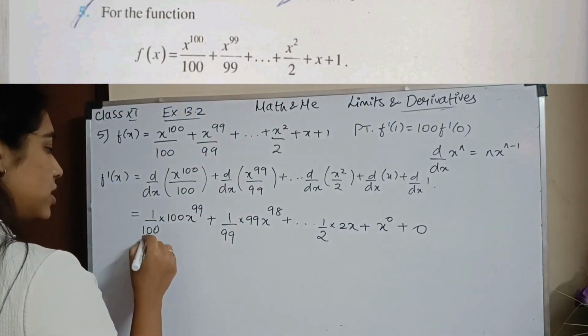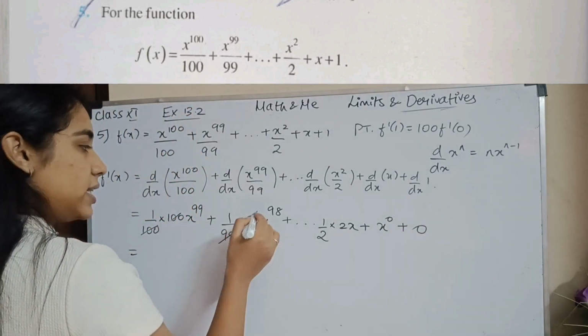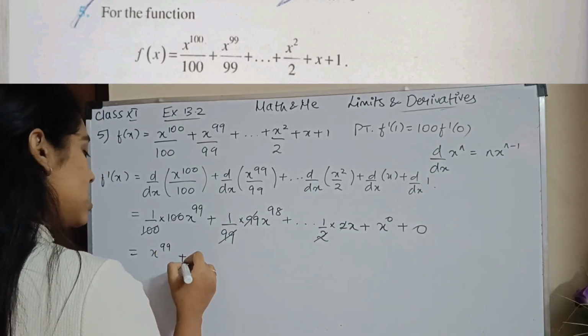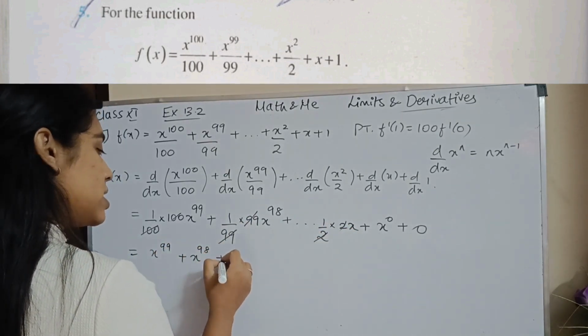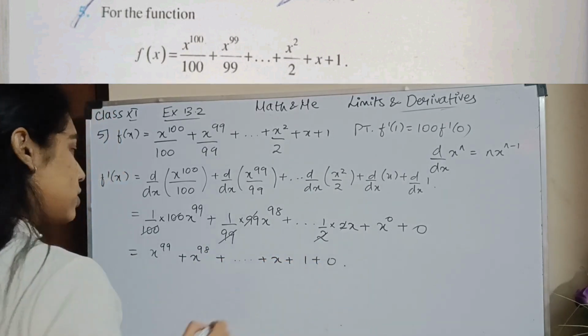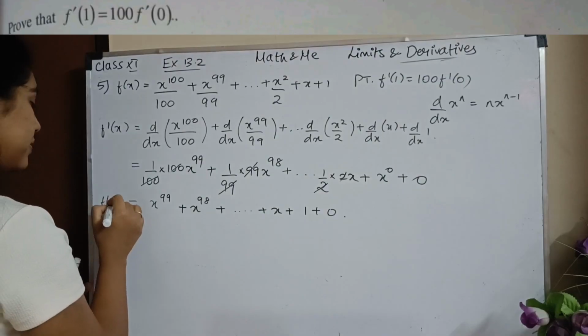Okay, so here 100 and 100 will get cancelled. 99, 99, 2 and 2. So what do I have? x to the 99 plus x to the 98 plus and so on plus x plus 1 plus 0. Okay, so this is my f dash of x.